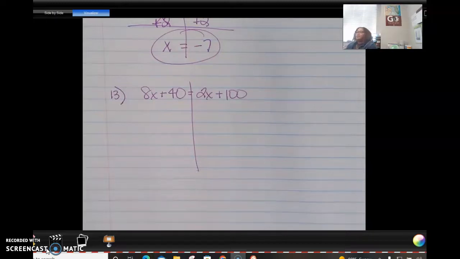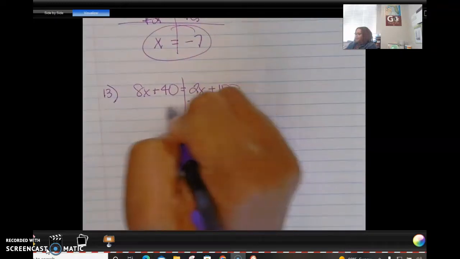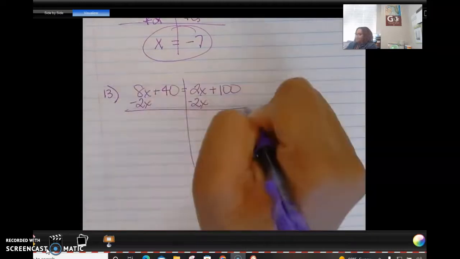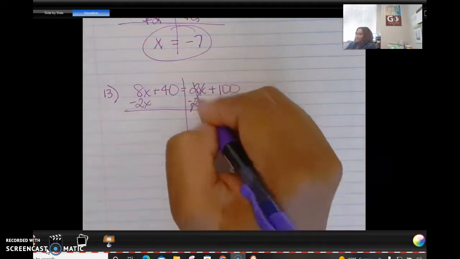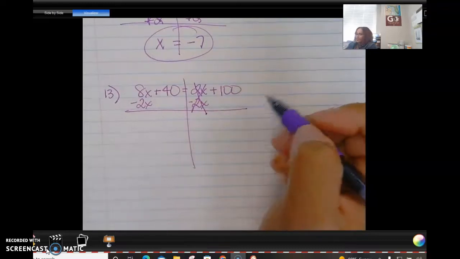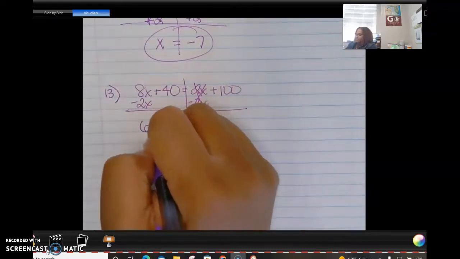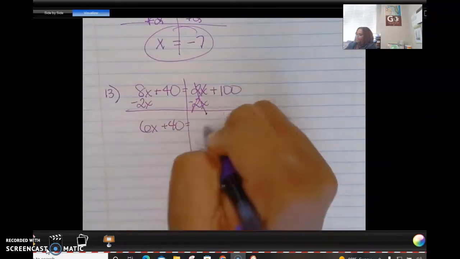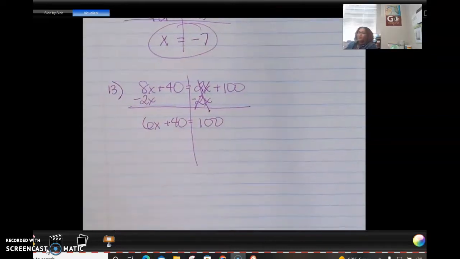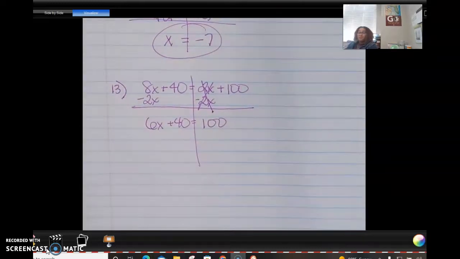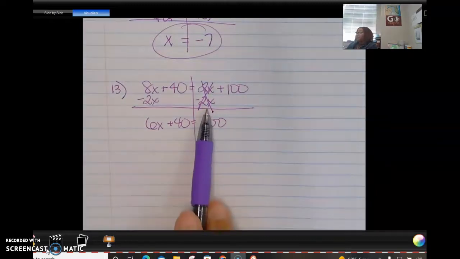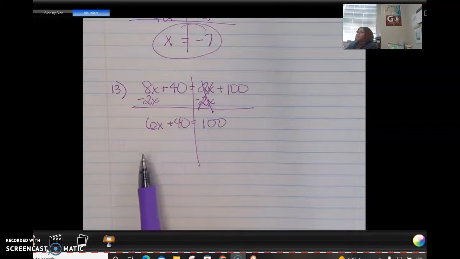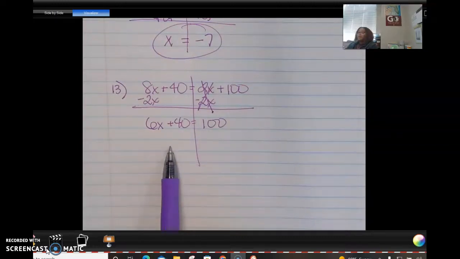All right, what's the opposite of 2x? Negative 2x on both sides. These 2x's cancel out. What's 8x minus 2x? 6x plus 40 equals positive 100. I don't need a positive sign for a positive number if there's nothing in front of it. Okay, I started on the right with the variable. Now my next step needs to be on the left with the constant. What's the constant on the left? How do I get rid of it?